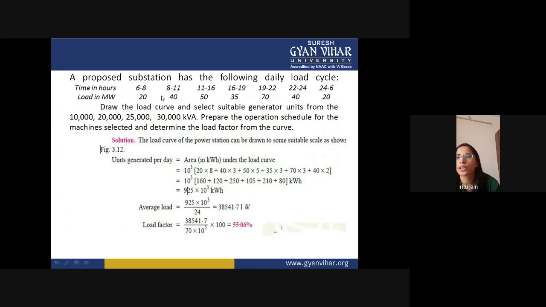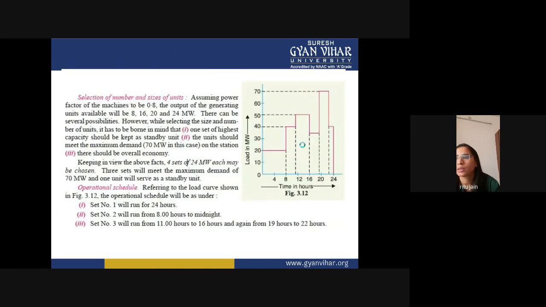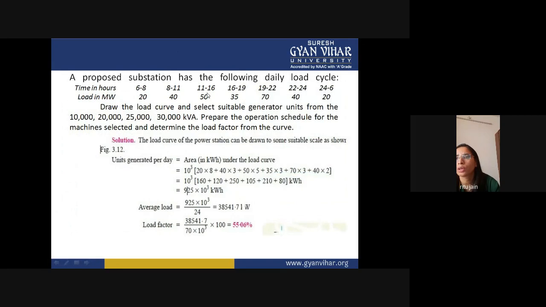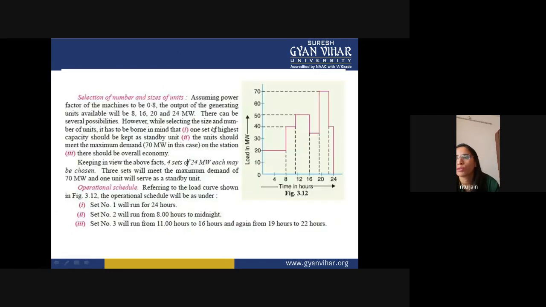Now we come to the 40 megawatt load. For 5 hours you require 40 megawatt load: 8 to 9, 9 to 10, 10 to 11, and 11 to 12. Then 50 megawatt you require from 11 to 16, meaning 11 a.m. to 4 p.m. you require 50 megawatt.